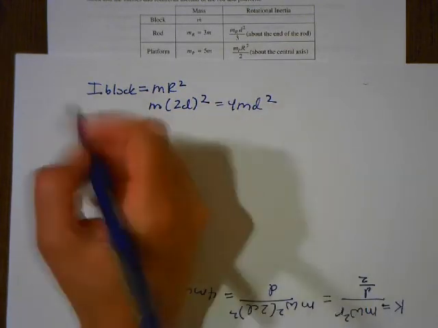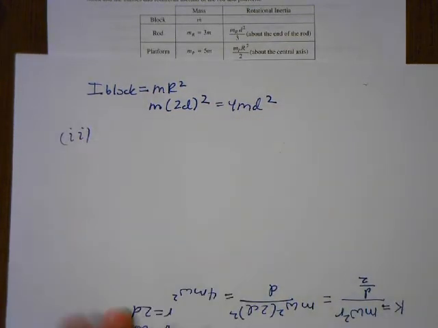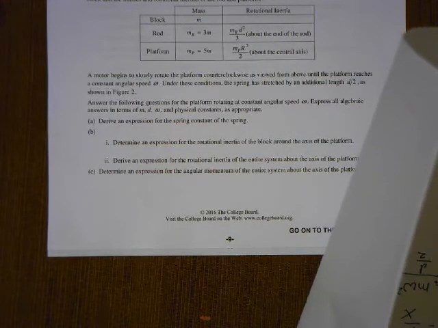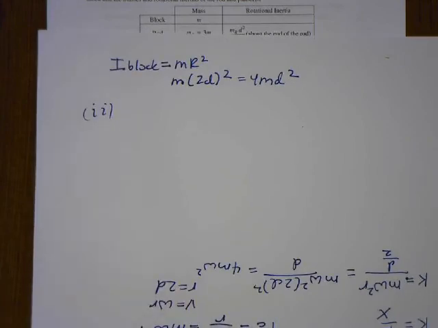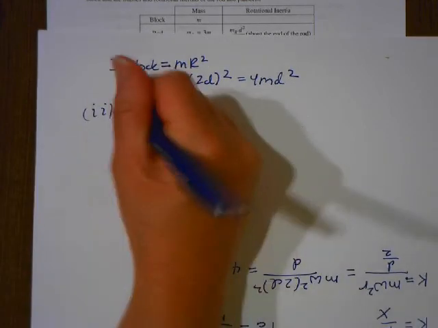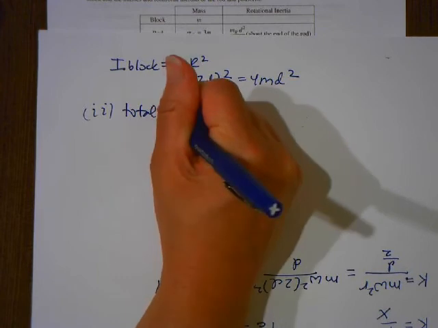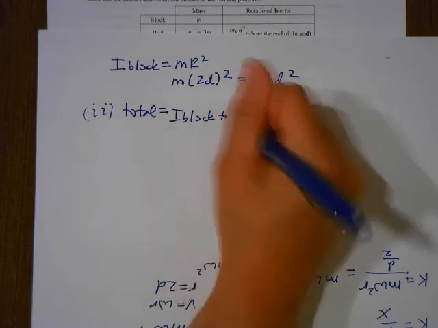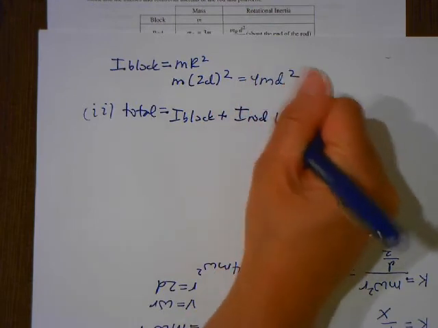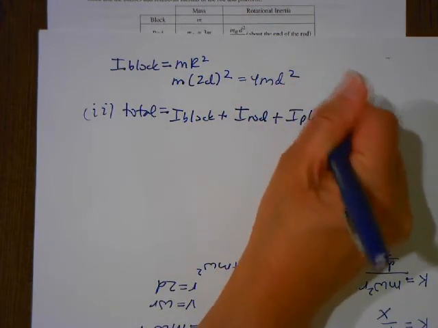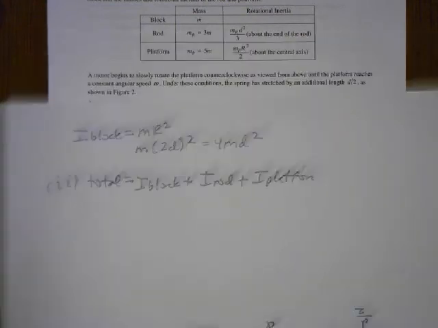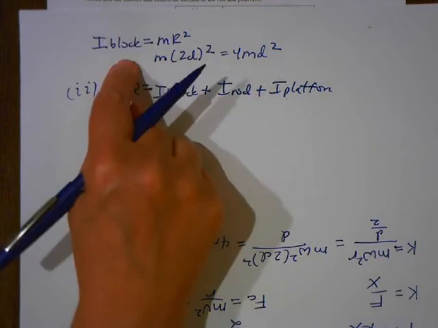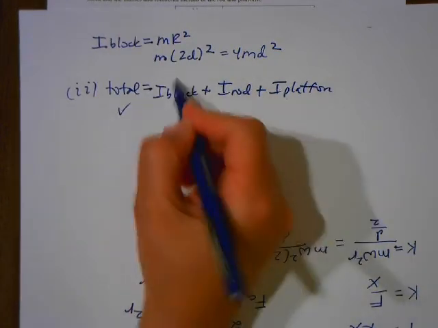For the next part, what does it say? Derive an expression for the rotational inertia of the entire system. So the entire system is going to be what? For the total, I just have to find the moment of inertia of the block plus the rod plus the platform, and they give me all the moments of inertia. So now I just found the block, so I got that over here.